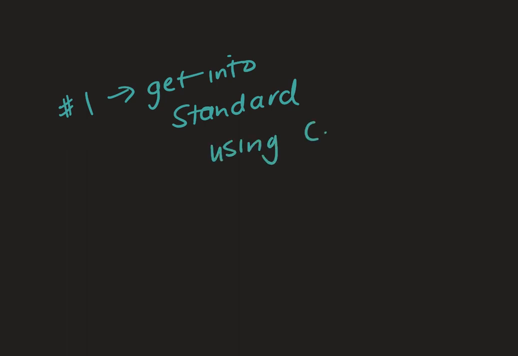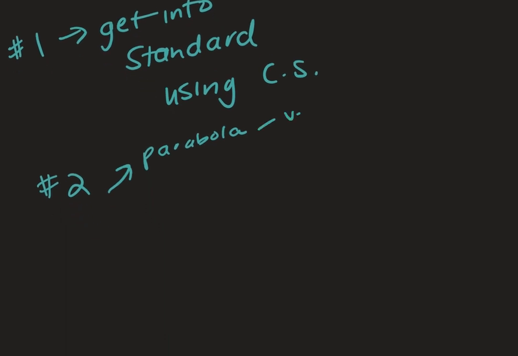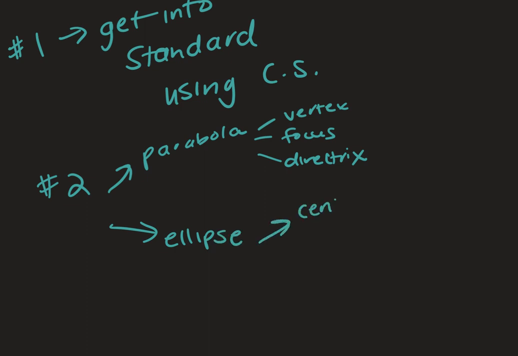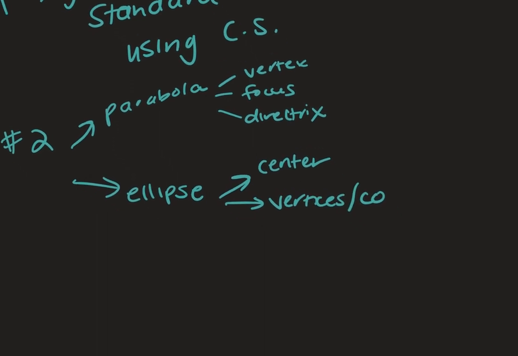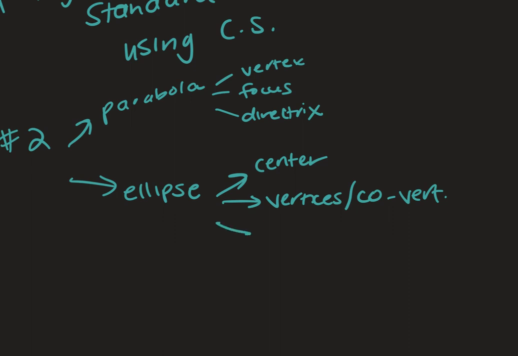Step 1 is get it into standard form using complete the square. And I put this on Canvas, in the directions it says you have to put it into standard form using complete the square. Then, based on what it is, if it's a parabola, you're going to identify the vertex, the focus, the directrix. If it's an ellipse, you have to identify the center, vertices, and covertices, and the foci.